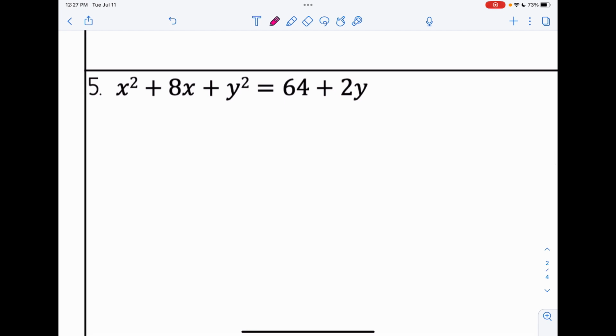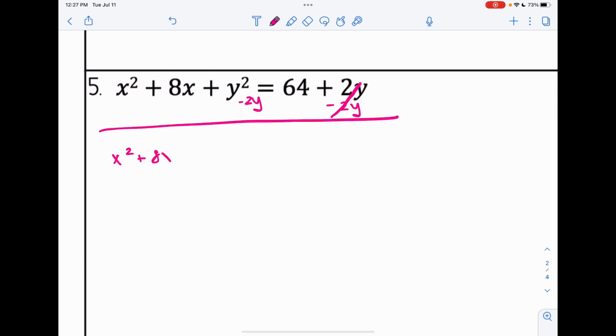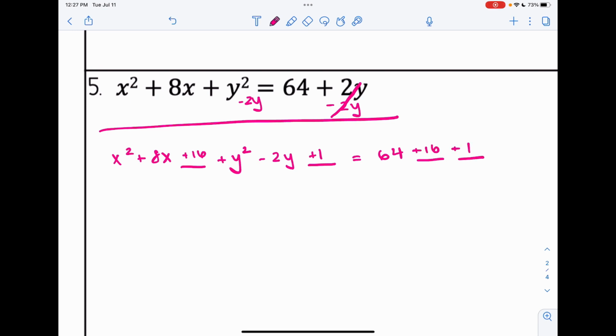Number 5, I notice that the 2y is on the wrong side, so I'm going to subtract that over. And at the same time, I'm going to start to leave my spaces. So there's 2 x terms, leave a space. There's 2 y terms, leave a space, and balance out that on the right side of the equation. All right, fill in your gaps. Plus 16 and plus 1. You're going to start to see a lot of the same numbers used.